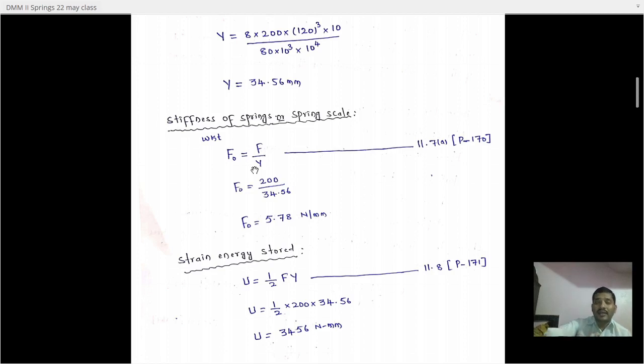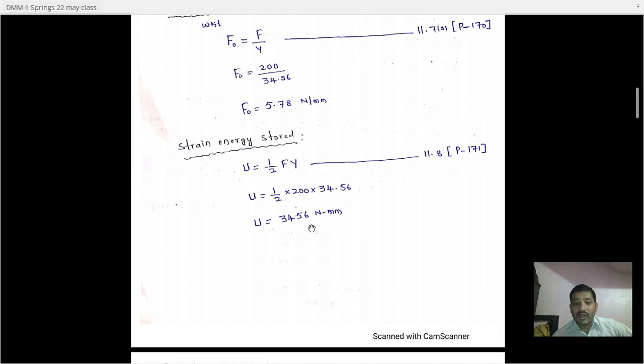And Y is nothing but the deflection, because if you apply the tensile force on the spring, deflection occurs due to elongation of the spring. Is it right? So how much deflection will be there? 34.56 mm deflection due to the applied tensile force on the spring. So the stiffness of the spring, F0, is equal to 5.78 Newton per mm. How? The unit of force is Newton, the unit of deflection is mm, so Newton per mm. Is it right?